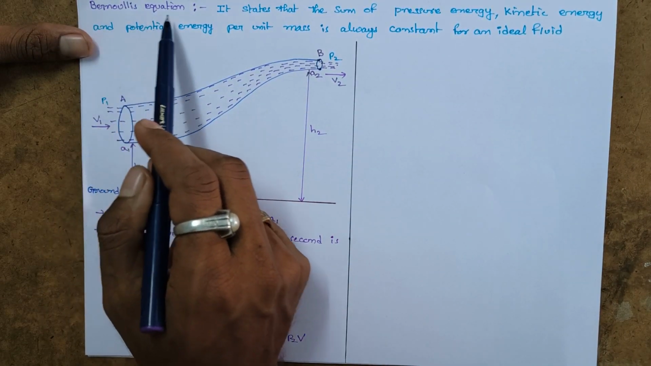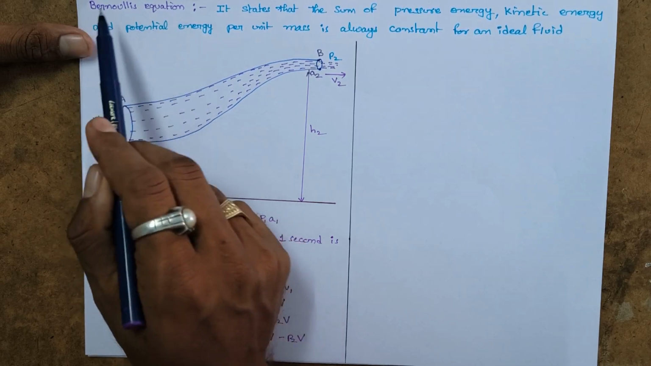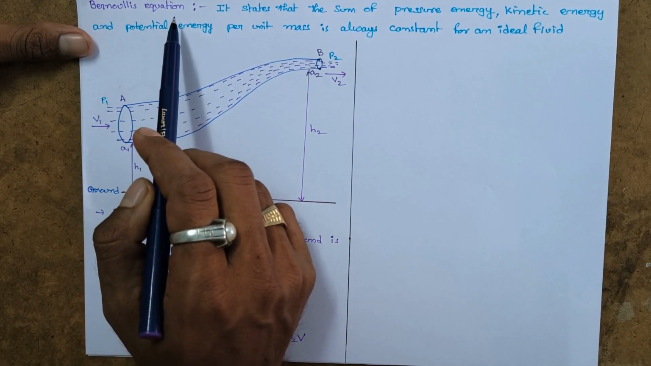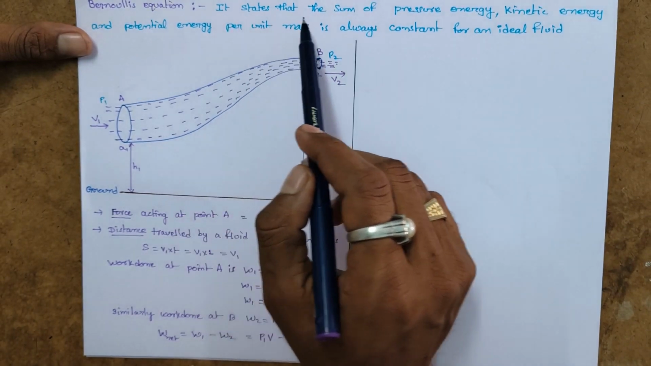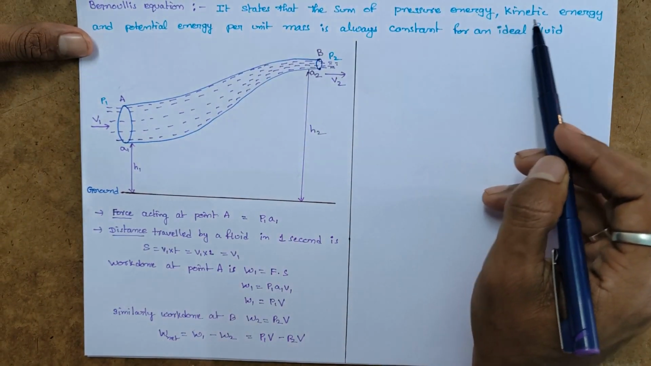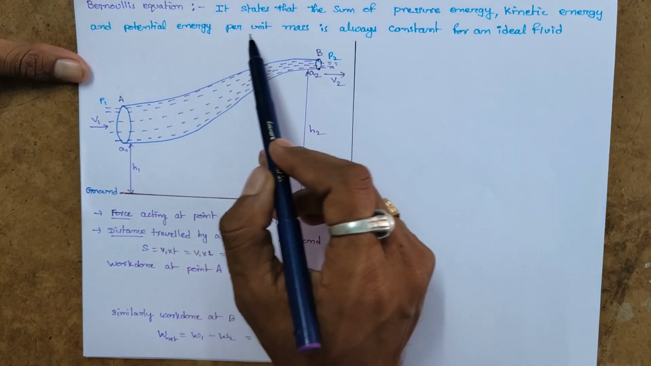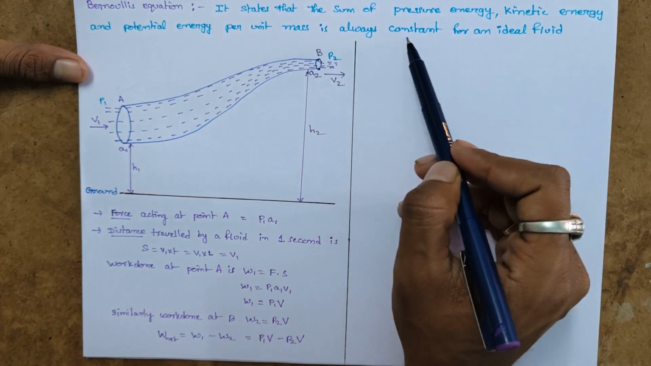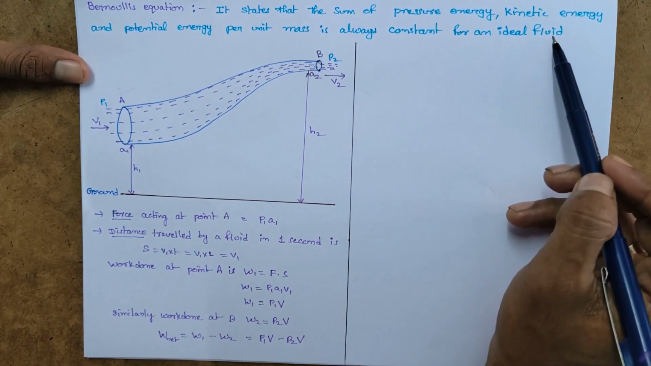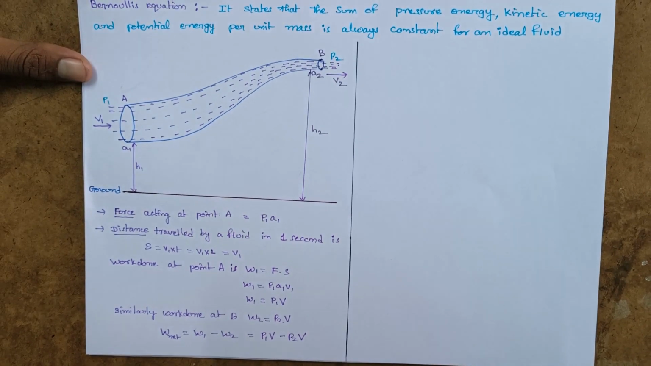It's a very important topic for 11th class physics CBSE board exam. The topic is Bernoulli's equation. It states that the sum of pressure energy, kinetic energy and potential energy per unit mass is always constant for an ideal fluid. So this is the statement.